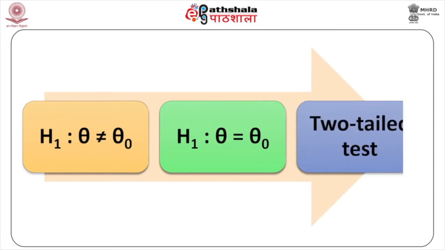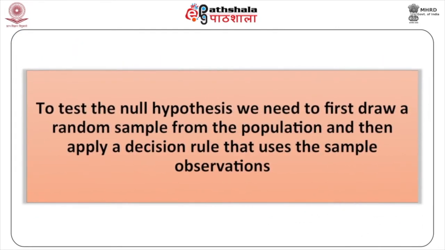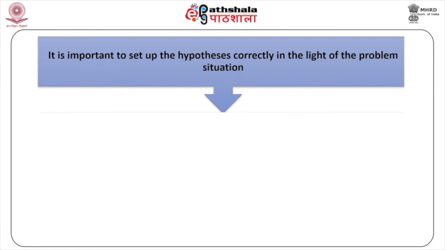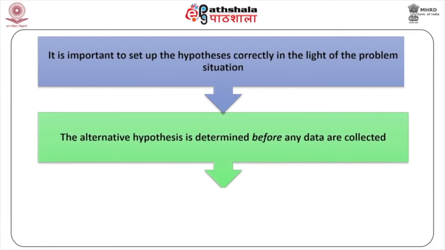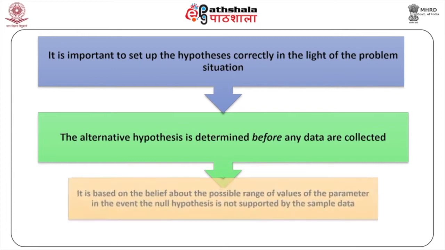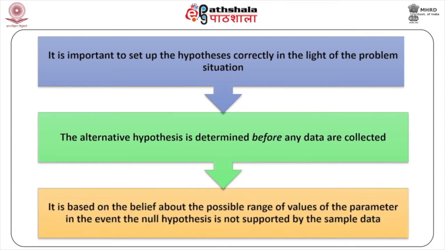Two-tailed test. To test the null hypothesis, we need to first draw a random sample from the population and then apply a decision rule that uses the sample observations. It is important to set up the hypothesis correctly in the light of the problem situation. The alternative hypothesis is determined before any data are collected. It is based on the belief about the possible range of values of the parameter in the event the null hypothesis is not supported by the sample data.